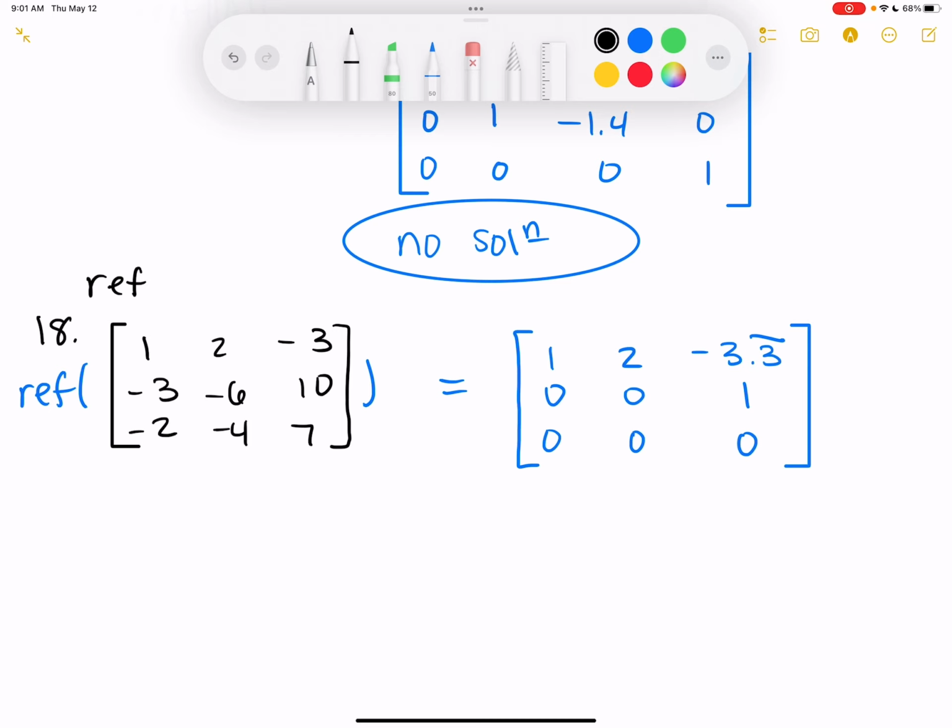No, this is just the answer. This one just says to find the row echelon form. Oh. So row echelon is REF and then reduced row echelon is RREF. Sometimes the book writes it row reduced echelon form instead of reduced row echelon form, but I've heard it both ways, and I always say reduced row.